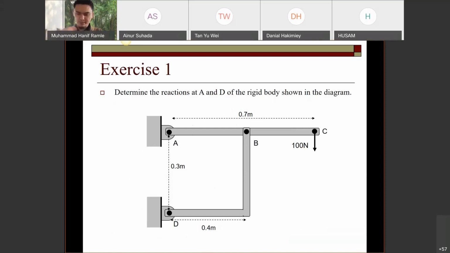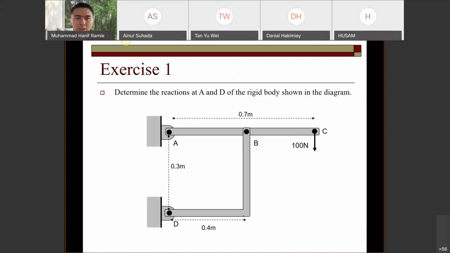My question is, what is the first step that you have to do? Someone? Okay, great. The first step you should do is draw the FBD.